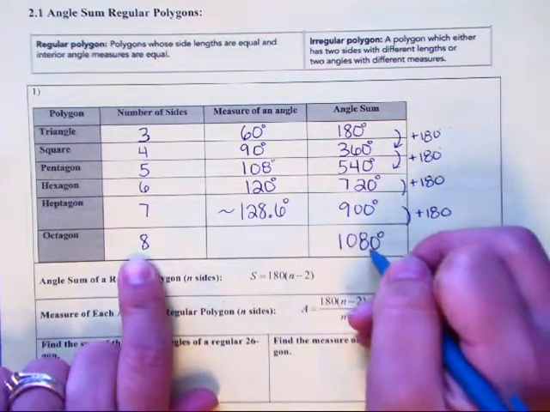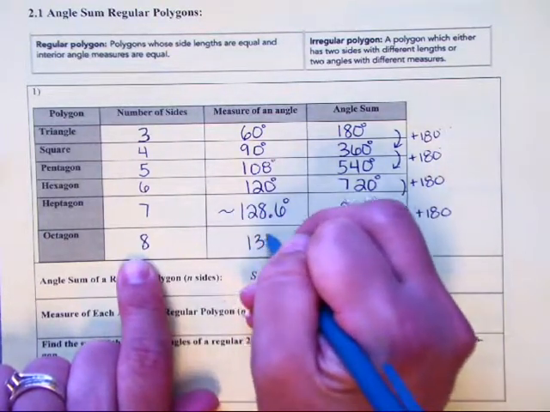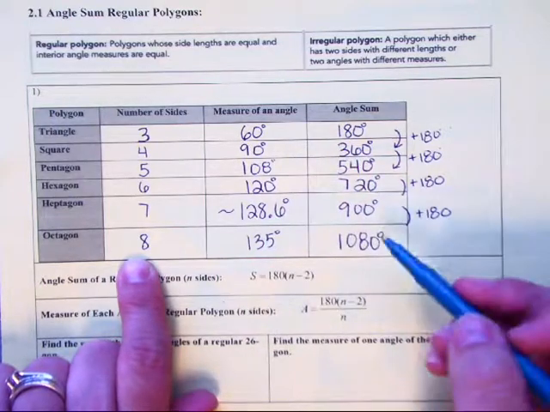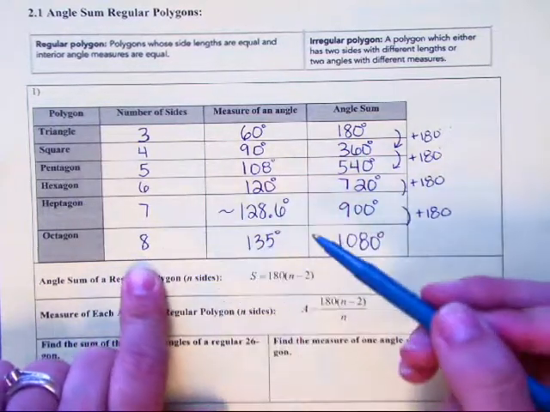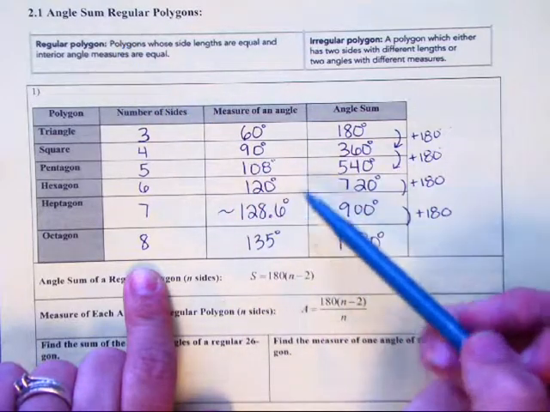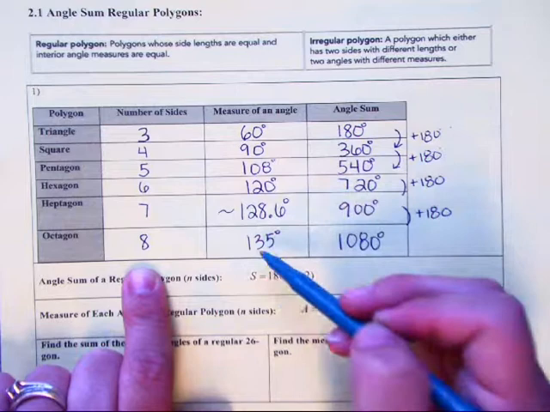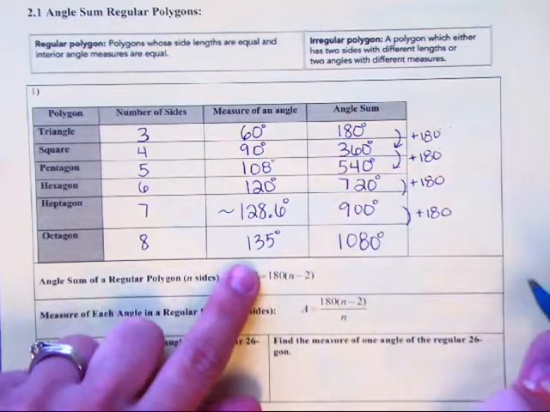Okay, and then if I take 1080 and I divide it by the 8 angles, they would each be 135 degrees. Again, the reason I'm able to divide these evenly is because this is specifically for regular polygons. So I know all of the angles are going to be the same. So I can split this by that number, and that's exactly how big they would each be.